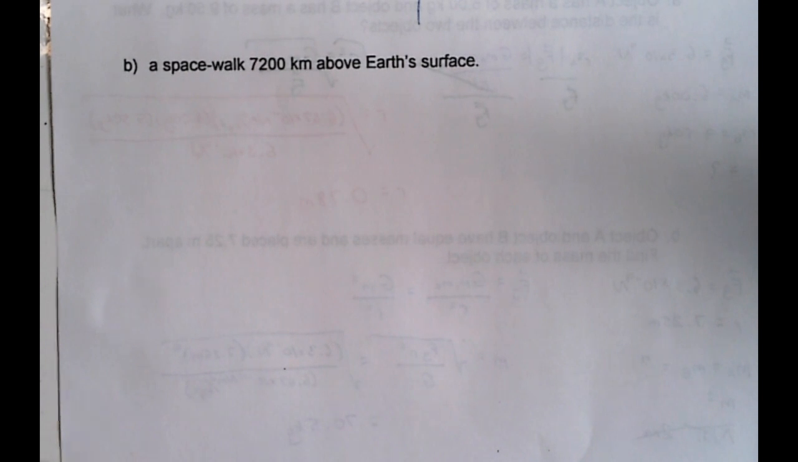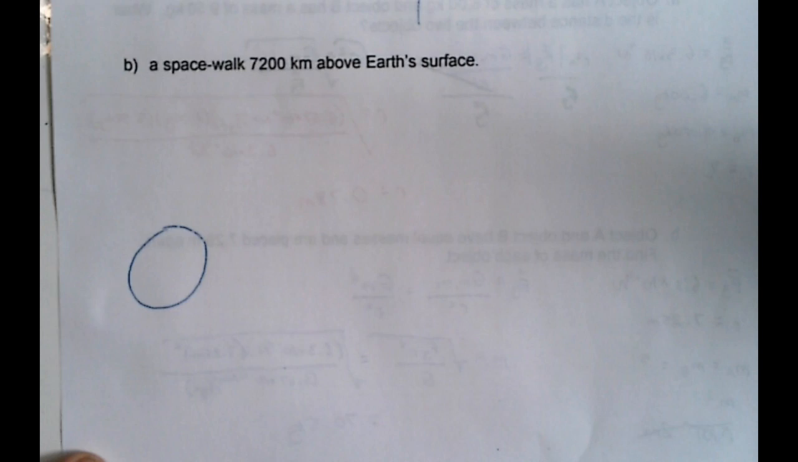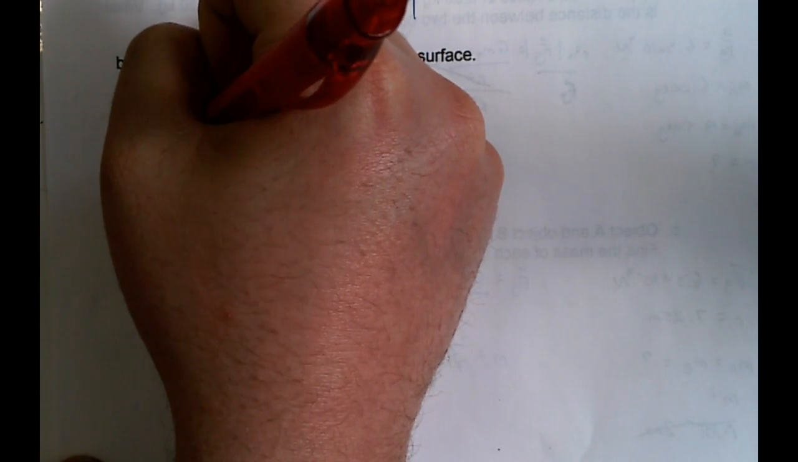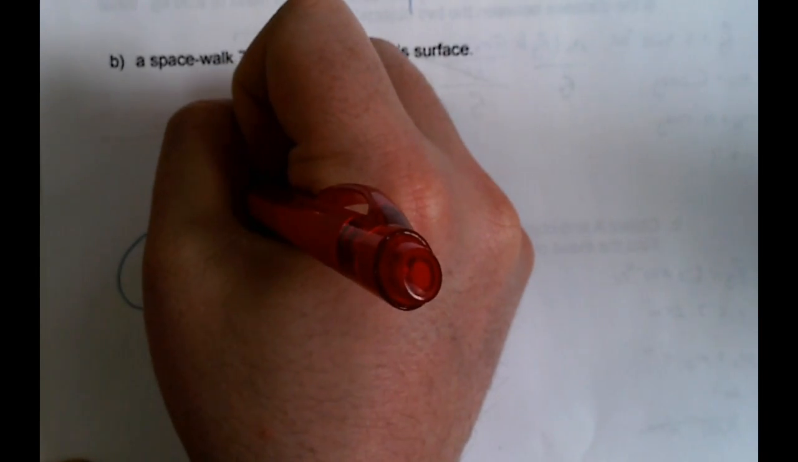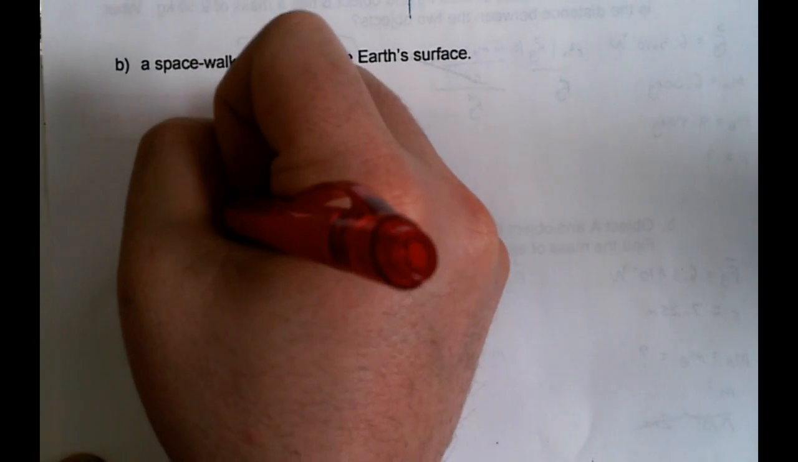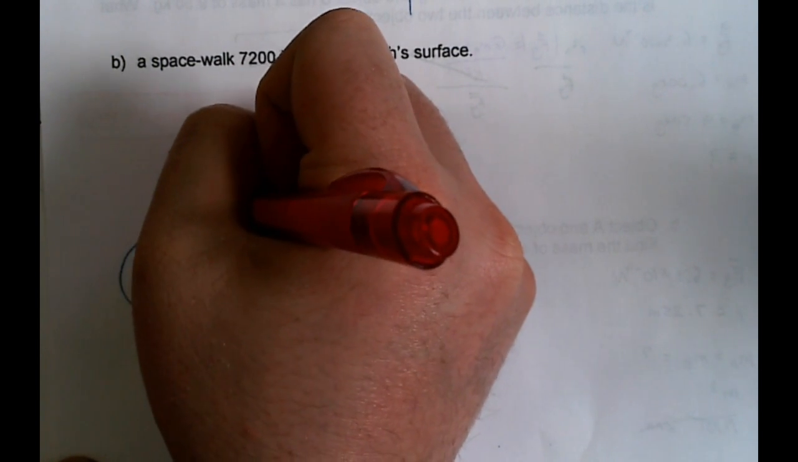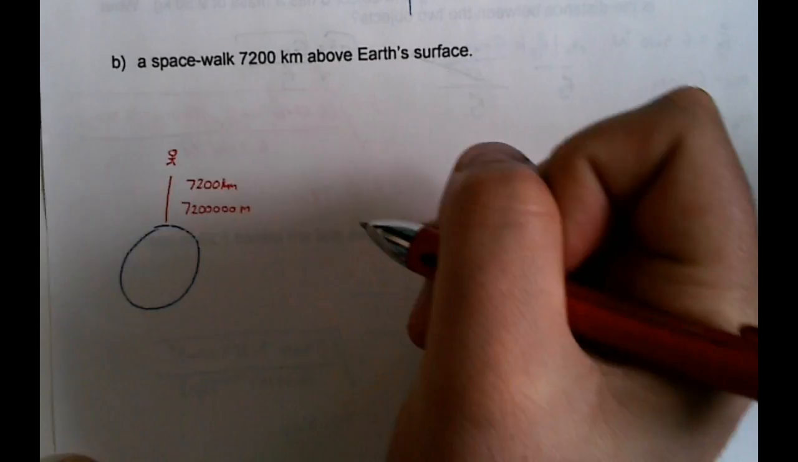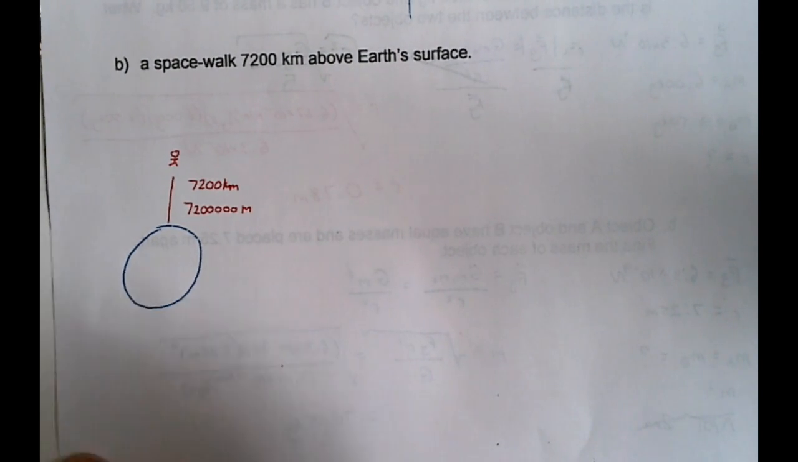So if we draw that out, we would have the Earth here, and then the astronaut is right there, which is 7,200 kilometers above the surface. That is the same as 7,200,000 meters above the Earth's surface. But that's not our R.